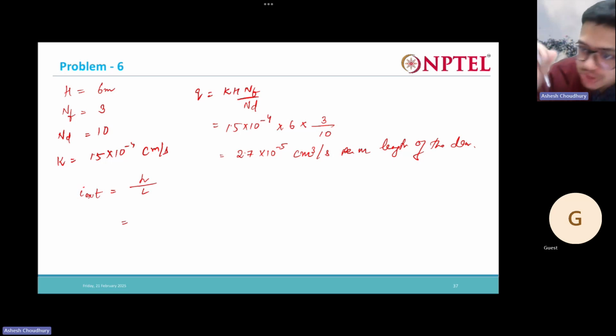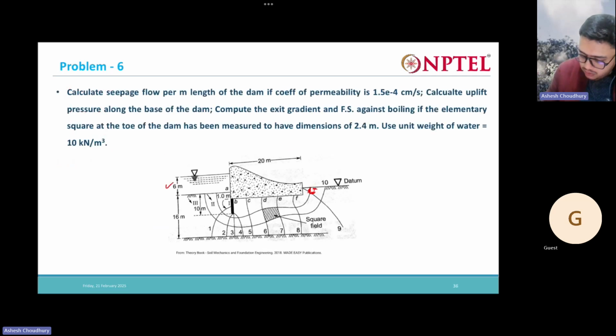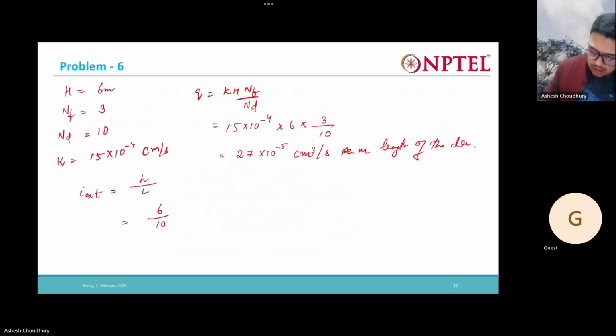The head lost in each drop, so that will be the head loss there, right? 6 is the total head, the total number of drops is 10. So that is the head lost when the flow is happening from here to here, divided by L, the length of flow, which is 2.4. If I do this, the exit gradient will come out like 0.25.